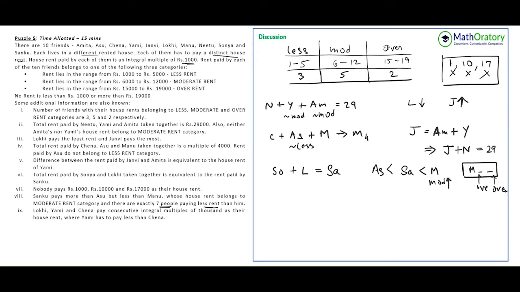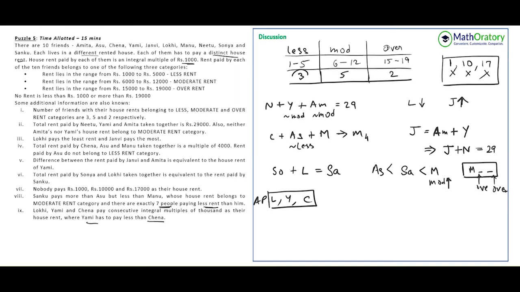And let us look at the last one. So Loki, Yummy, and Chena pay consecutive integral multiples of 1,000 as their house rent, where Yummy has to pay less than Chena. Okay, so Yummy is less than Chena, and Loki is the lowest, right? So effectively, we have an AP. So L, Y, and C is an AP, and consecutive numbers also, not only AP, just consecutive numbers. And Loki is the lowest.